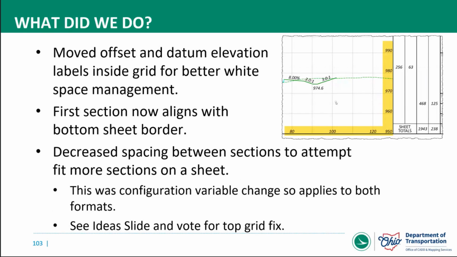To make all that happen, I moved all the datum elevations and offsets inside the grid instead of being outside. I never really liked that. It seemed to be a waste of space that they were outside, so we stuck them back in. And then that first section, I shoved all the way down to the bottom of the sheet. We had an inch or so of gap at the bottom. And then I took the sheet totals and included them in the column so you don't have a little flag sticking out there anymore.